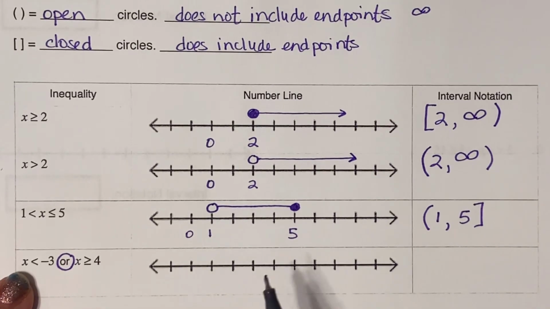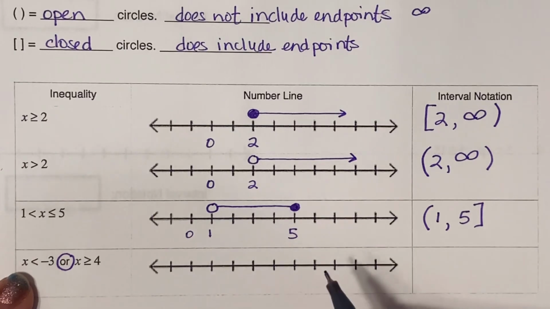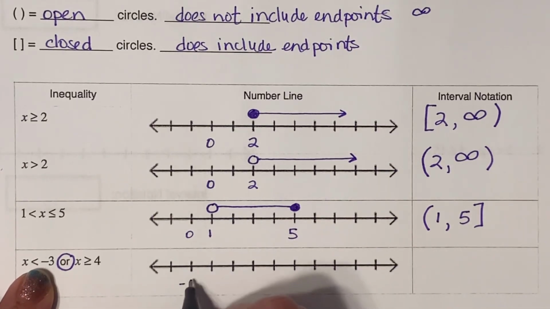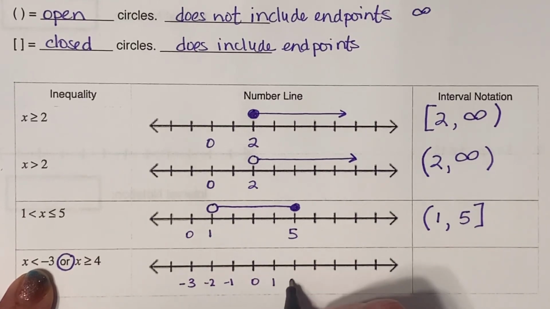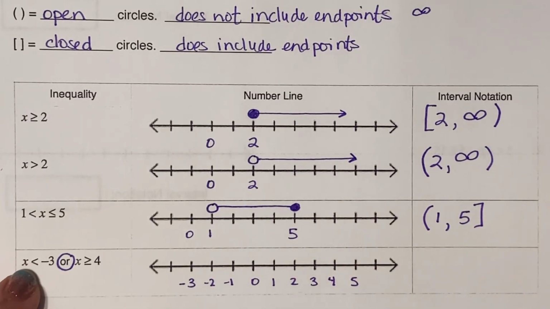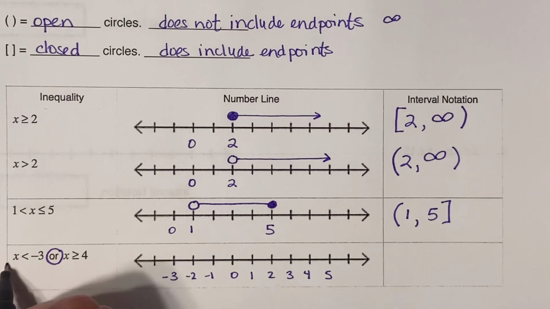Okay, well, let's go ahead and graph it and see what we get. Let's see, I know I have a -3, x is smaller than -3, so I'll put -3 here. Then here's -2, -1, 0, 1, 2, 3, 4, 5, and so on. Okay, I'm going to start with this guy right here.